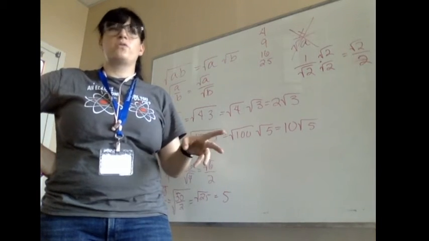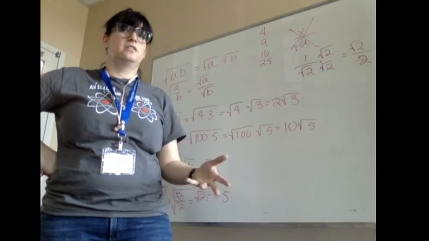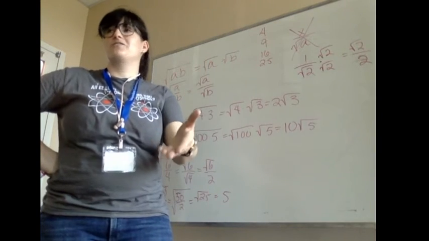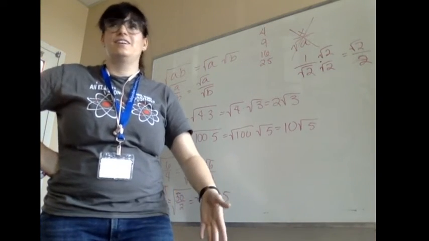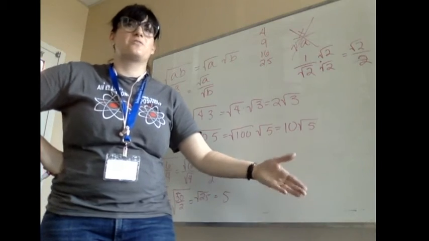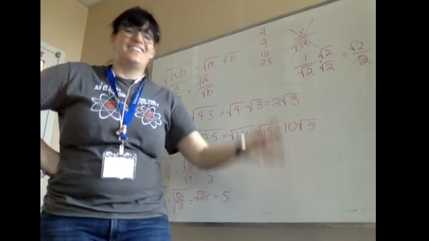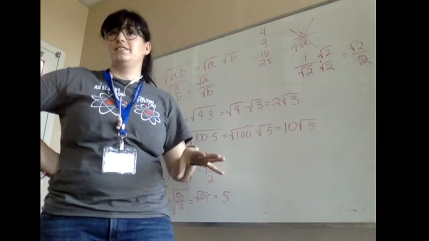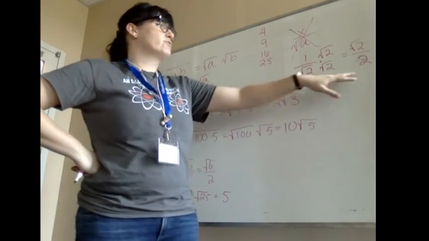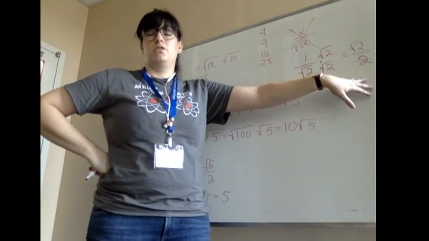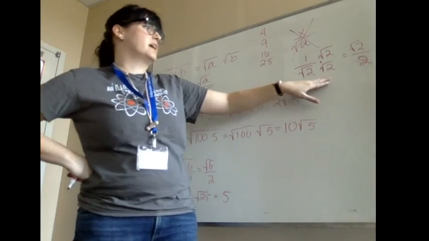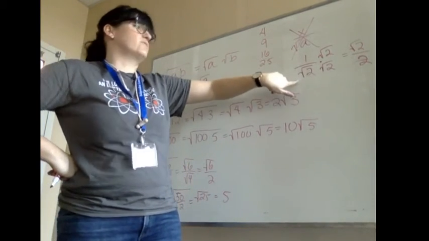What's the square root of 7 times the square root of 7? What's the square root of 100 times the square root of 100? What's the square root of x times the square root of x? Does this make sense? Okay, so every time that you have this in the denominator, you have to multiply the top and the bottom times that thing to get rid of this.